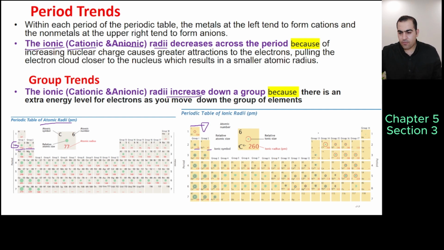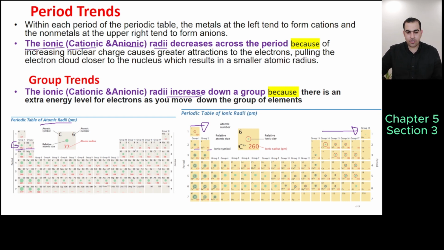What about anionic radii? Anionic radii means the size of the negative ions. Where are the negative ions? They are on the right, because nonmetals like to gain electrons and become anions. So here, look at carbon, nitrogen, oxygen, fluorine. Carbon's ionic radius is higher than nitrogen, oxygen. For anions, from left to right it also decreases, because of increasing nuclear charge.